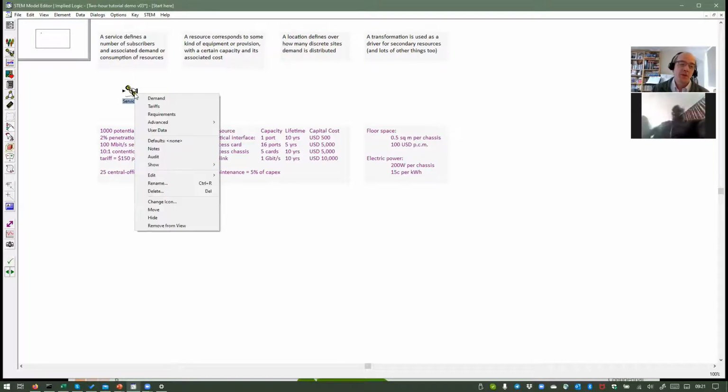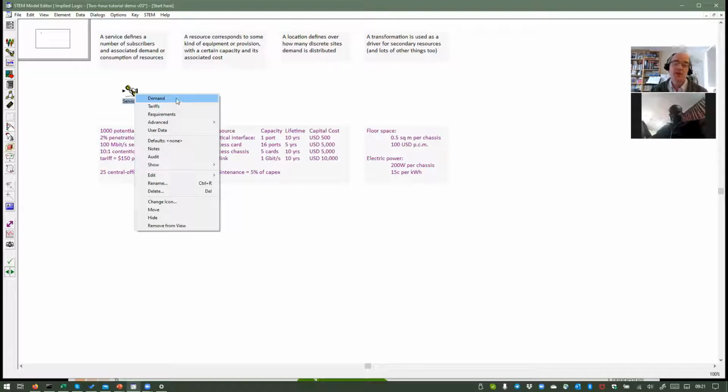So I'm going to open up the demand dialog. And again, I'm assuming you're familiar with these icons and the menus. Basically, every different element type has the same things at the bottom of the menu. These are sort of common functions. The first part of the menu is specific to which type of element it is.